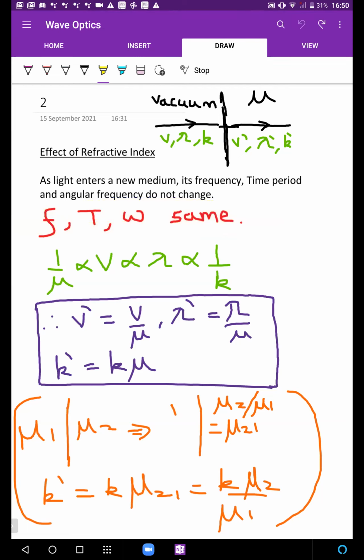फिर यहाँ पे you can follow the logic कि refractive index is inversely proportional to velocity. Velocity is directly proportional to lambda because frequency is not changing, and lambda is inversely proportional to k. So long story short, k is proportional to mu. Okay, wave number is proportional to mu. So as I enter a medium जिसका refractive index mu है, velocity v by mu हो जाएगा, lambda by mu हो जाएगा, वो important है, और k into mu हो जाएगा.